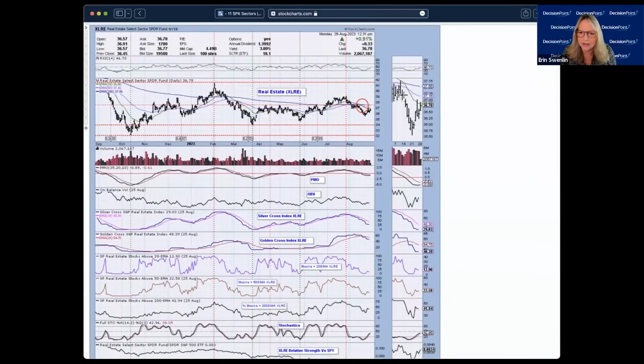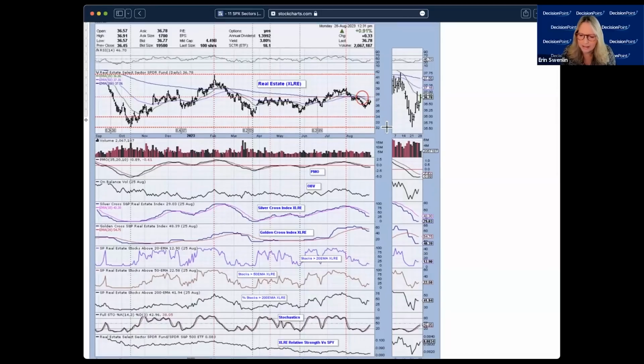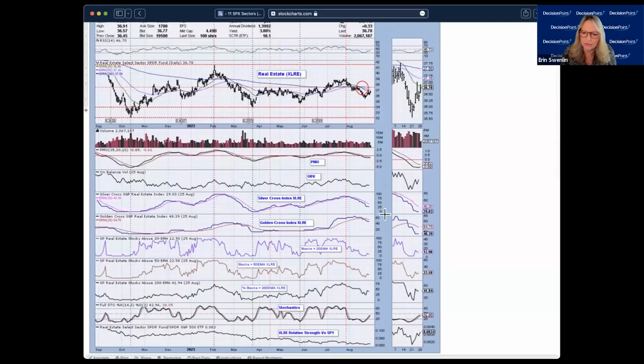Real estate had a dark cross back here. That's why we've got the big circle in there. I like what's going on with real estate. We have a nice V type of a bottom right here coming off of this support level. PMO is turned up now. The RSI is still in negative territory, so there's still work to do. And certainly there's a lot of overhead resistance with the 20 and 50-day EMAs and that level at 3750. So real estate looking better, but has a lot of work to do.